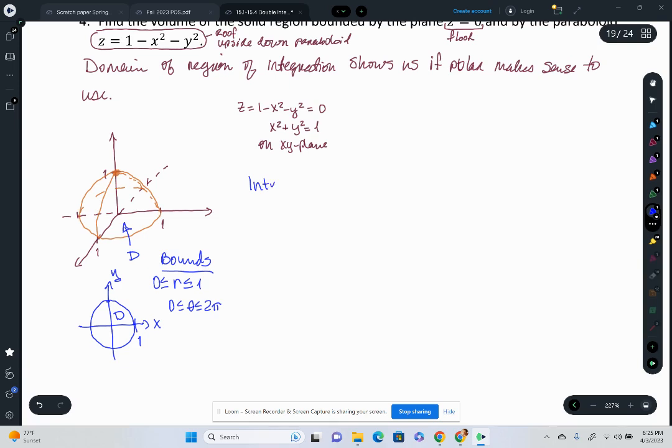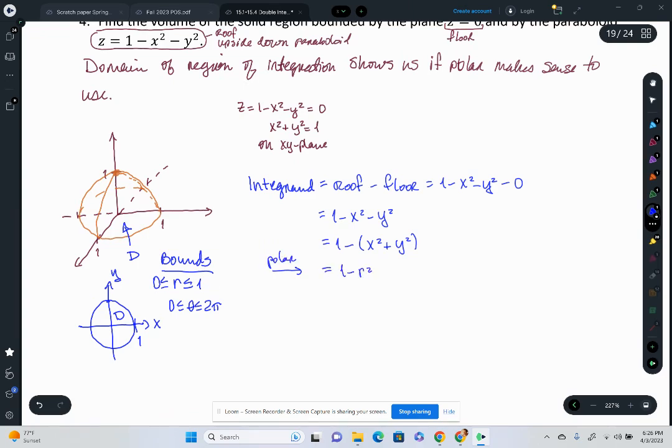For the integrand, we have the roof minus the floor, which is going to be 1 minus x squared minus y squared minus the floor, which was 0. So this is just 1 minus x squared minus y squared. Notice they have a minus sign in common. We'll pull that out, leave behind an x squared plus y squared. And remember, in polar coordinates, this is equal to 1 minus r squared.